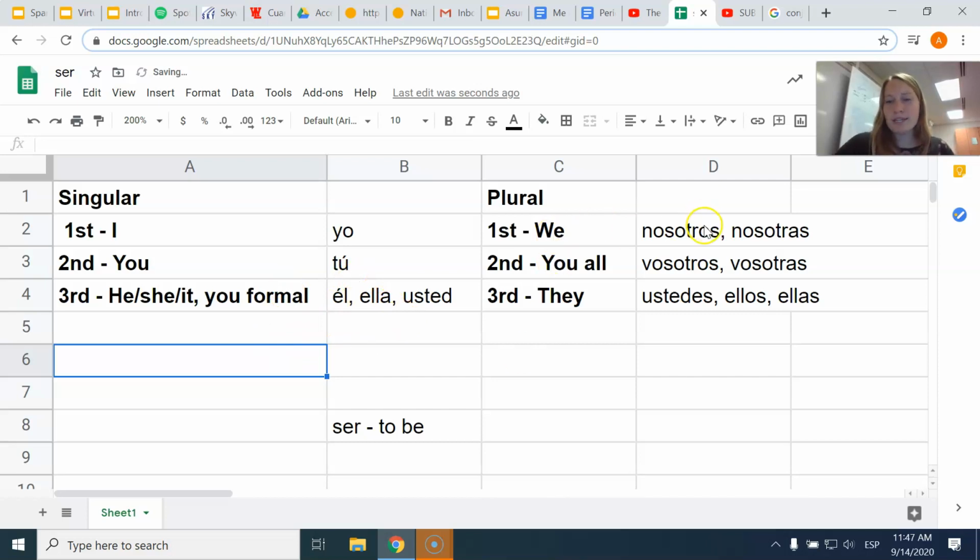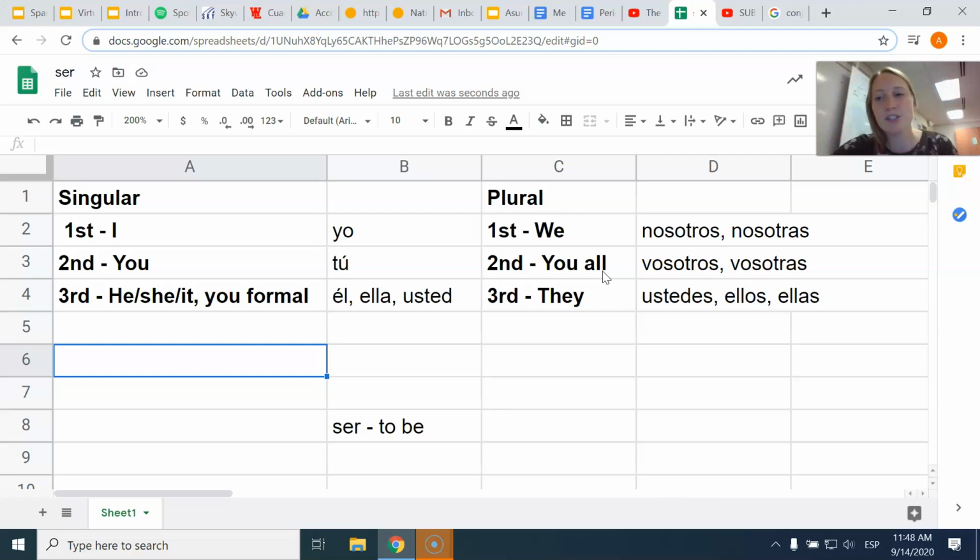Now for the plural, we is nosotros or nosotras, for if it's all females, nosotras. You all is vosotros or vosotras, if you're talking to you all as in you all females. If there's even just one male in the group, it's vosotros or nosotros. And then finally, they is ustedes or ellos or ellas. So ustedes is kind of like the formal way to say you all. So if I'm saying you all at like a banquet, I'm probably going to say ustedes to address everyone.